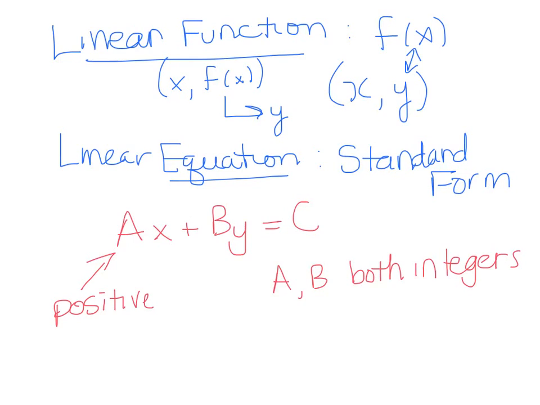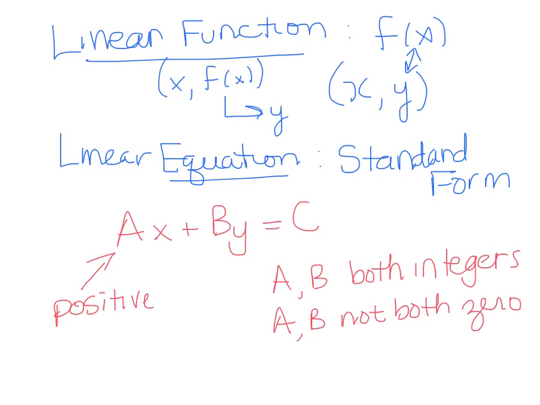And the other rule is, you don't want A and B both 0. What would happen if they were both 0? Guess what? 0 is equal to some constant. Well, that doesn't make any sense at all for a linear equation, so that can't happen. So it's just a little technicality that we have to be careful about. A and B can't both be 0, or we're not talking about a linear equation anymore.